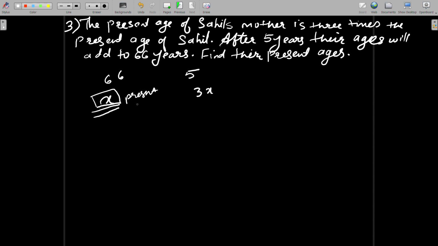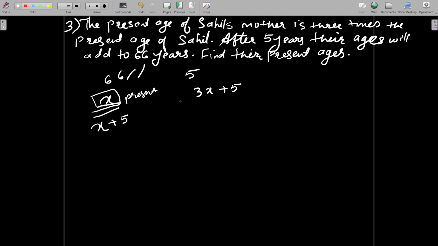Simple. Okay. Now after 5 years: if the present age of Sahil is x, after 5 years means the age is going to add, so x plus 5. But here also, after 5 years, what will be the mother's age? That we don't know. So here also it will be 3x plus 5. Now when we add these two, their ages add to 66. Got it? Understood the question?